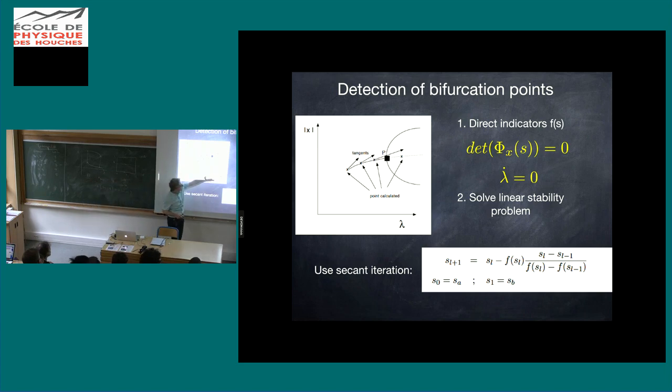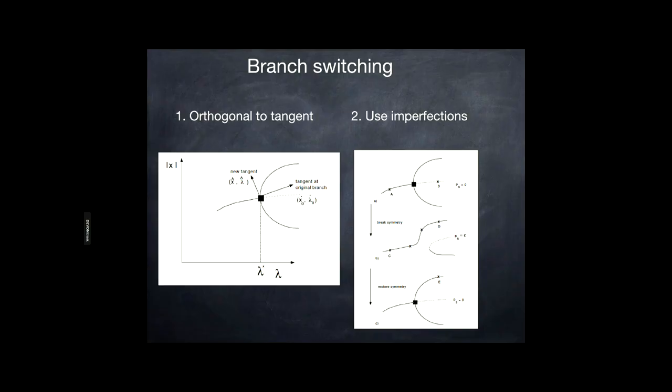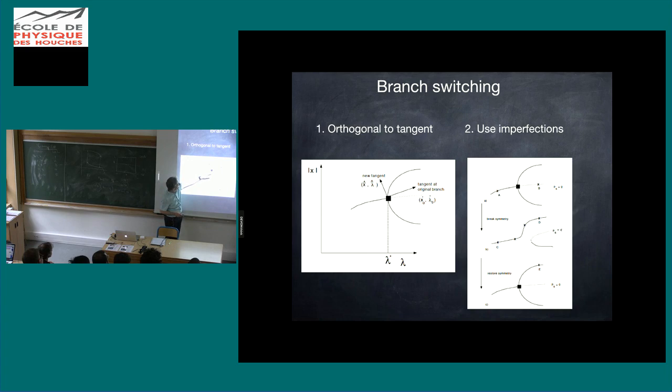Now, once you have, say, an indicator, you solve a linear stability problem, so the eigenvalue problem, you detect that an eigenvalue goes through 0, you have a pitchfork bifurcation, and then what you do is you start a second process to detect it. So this is exactly your point. Here's how you switch to another branch.